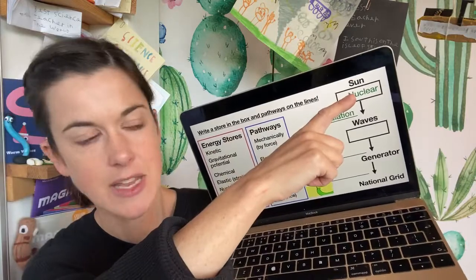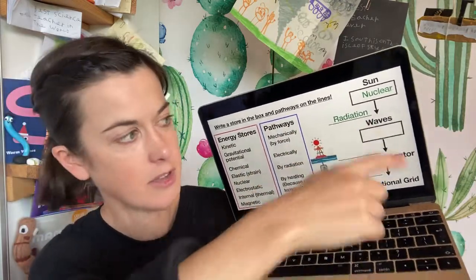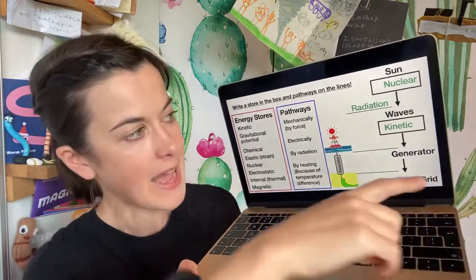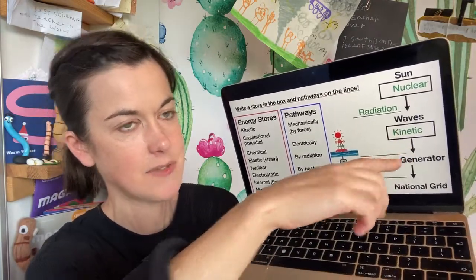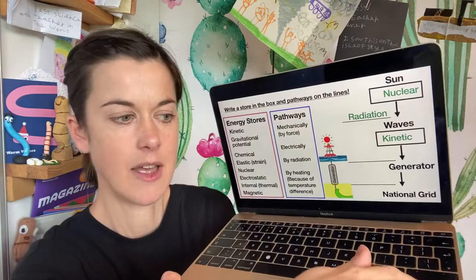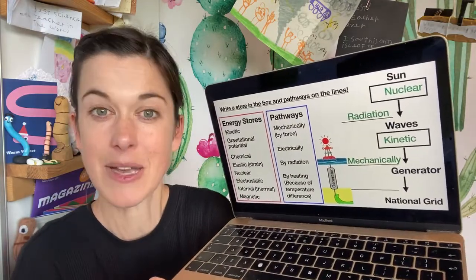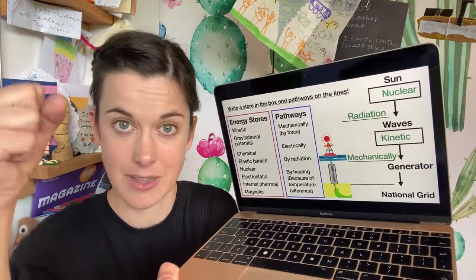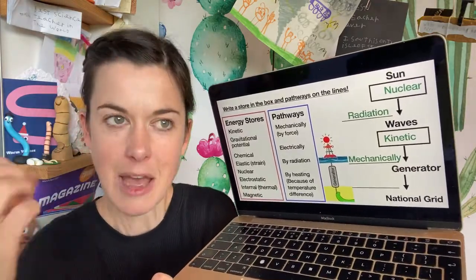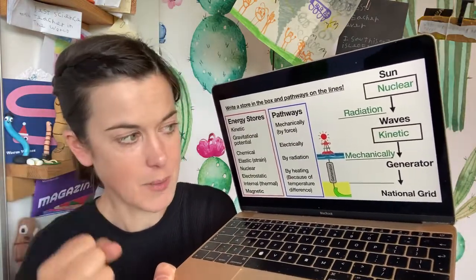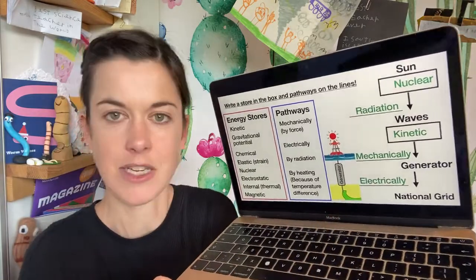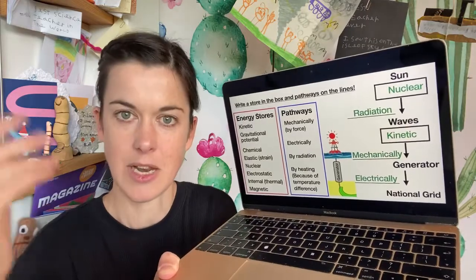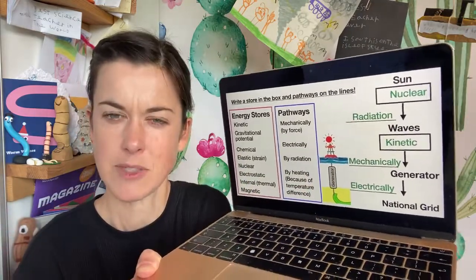Radiation shifts energy from the sun to earth, including the waves, and the waves are moving. So they are a kinetic energy store. And how does that energy get shifted from the waves to the generator? Well, it's a mechanical pathway, because it is just a push and a pull, isn't it? That's what's happening inside the generator. And then that push and pull caused by the waves allows the generator to shift energy via the electrical pathway to the national grid, eventually our homes. Is that all right?